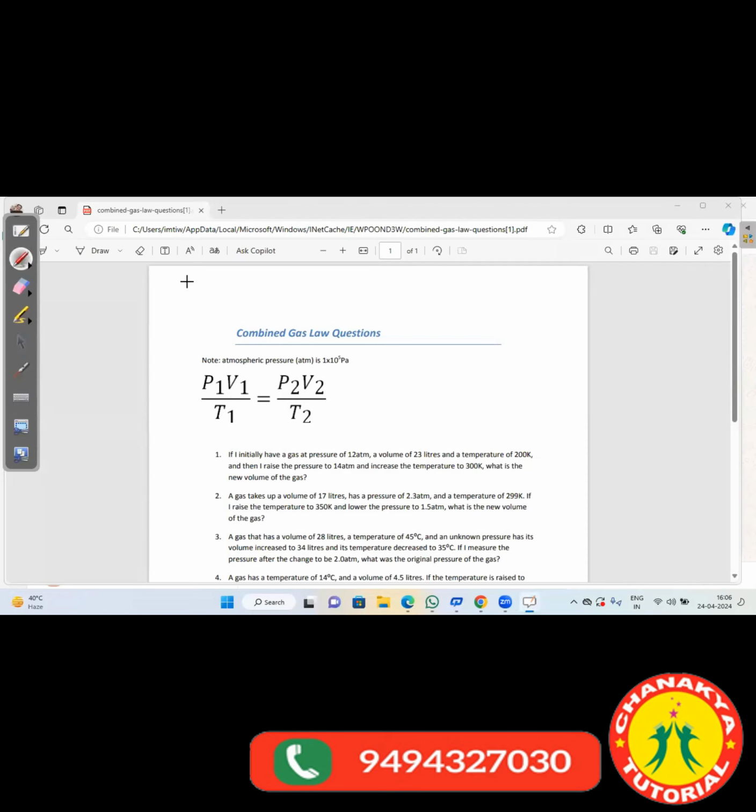Why do we call this the equation of state? See, we have PV equals nRT. So PV by T is equal to nR. If the number of moles of the gas is the same, this must be a constant. PV by T should always remain a constant. This is the initial PV by T, this is the final PV by T, so they should be equal. Hence this is also called the equation of state. Okay, let's see the first question.